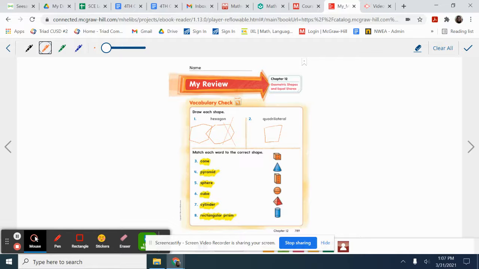All right, match each word to the correct shape. So we're going to draw a line from our cone to the picture of our cone, from our pyramid to the picture of our pyramid, sphere, draw a line from our cube all the way up to our cube, from our cylinder to our picture of our cylinder, and then from our rectangular prism to our rectangular prism.